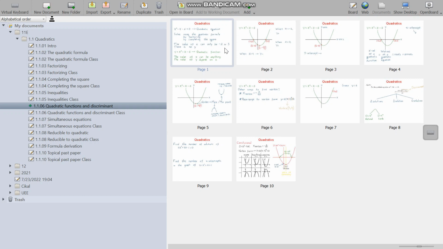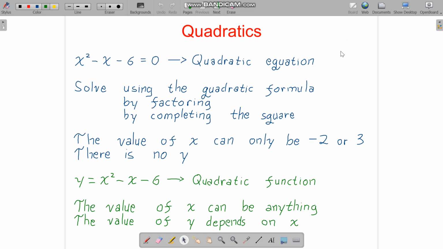Hello everyone, this video is about quadratic functions and the discriminant. The difference between quadratic equations and quadratic functions: a quadratic equation has equal 0. It can be solved using any of the three methods. In this case, the value of x can only be minus 2 or 3.